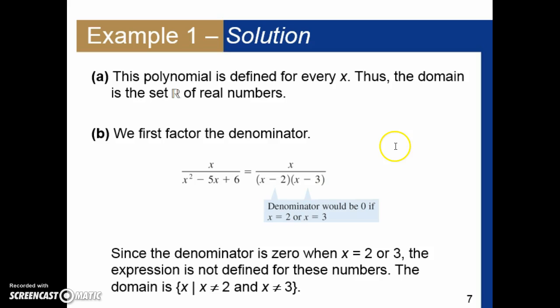So our domain is going to be affected by whatever values we're going to get when that denominator equals 0, because you can't divide by 0, the world will end, right? So we're going to factor it. We're going to set each factor equal to 0, and we're going to know that we have to throw x equal 2 and x equal 3 out of the full set of real numbers, and every other real number will therefore be the domain of this function.